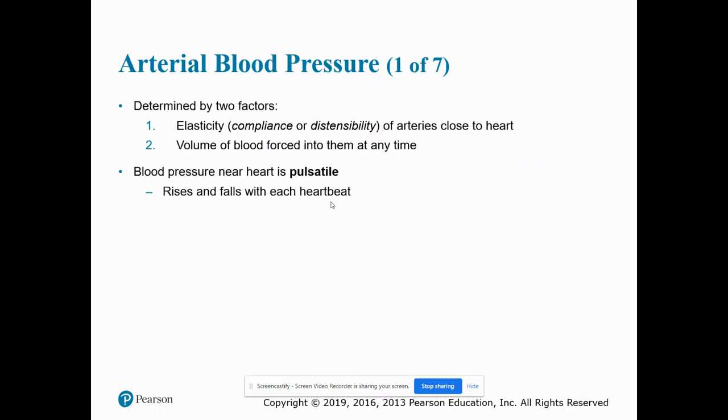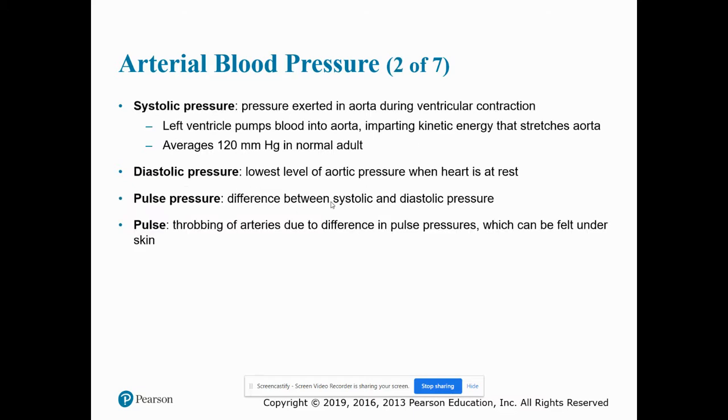Arterial blood pressure is determined by two factors: the elasticity of the arteries close to the heart and the volume of blood forced into them at any time. Blood pressure near the heart is pulsatile, which means it rises and falls with each heartbeat. Then we have the terms for blood pressure, systolic and diastolic. Systolic pressure is the pressure exerted in the aorta during ventricular contraction. The left ventricle pumps into the aorta, imparting kinetic energy that stretches the aorta, and it averages about 120 mmHg in a normal adult.